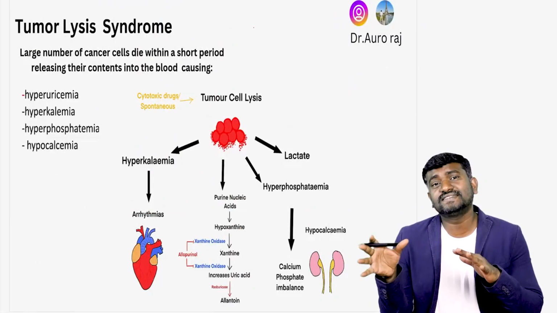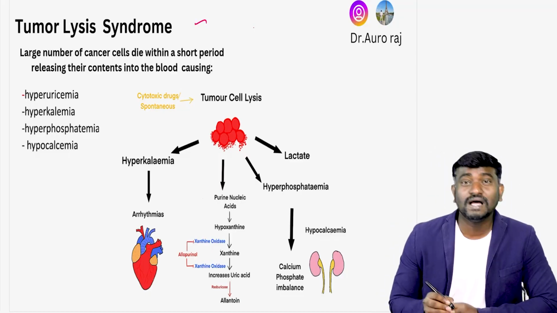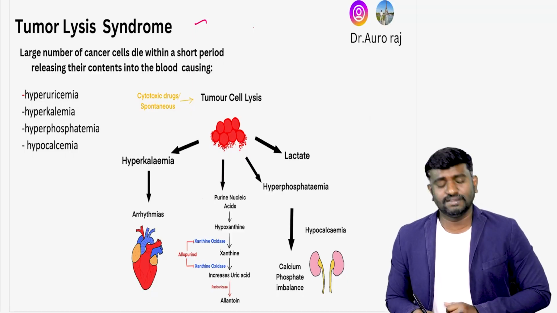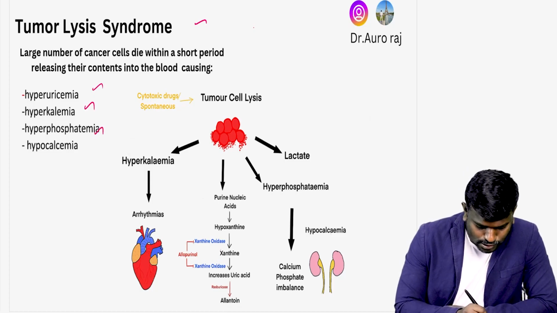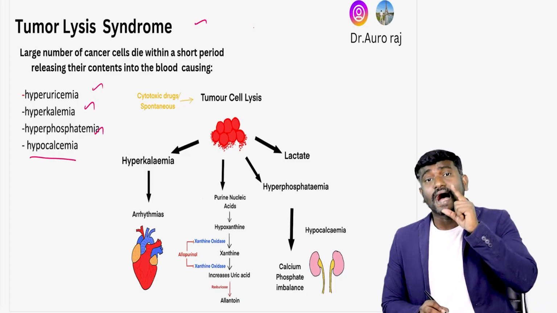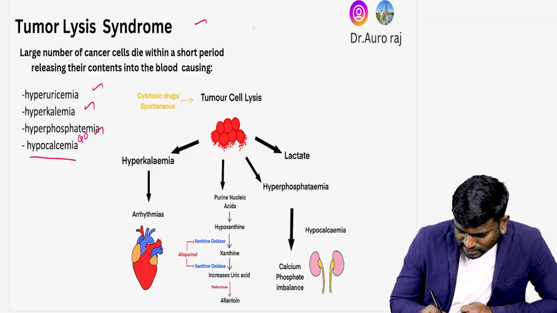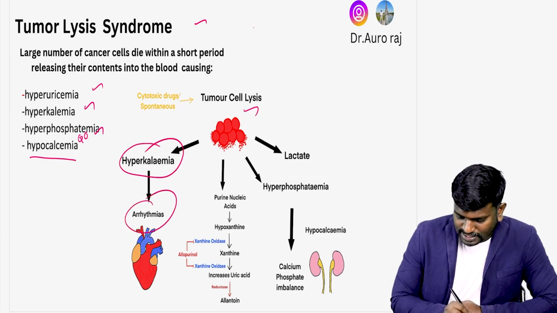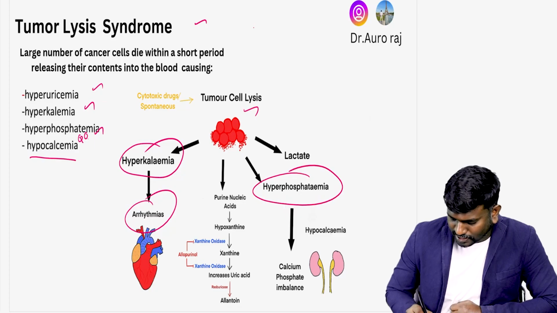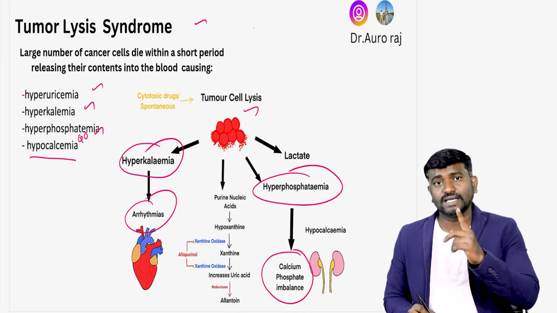When a large number of cancerous cells die in a short time, it leads to what? Tumor lysis syndrome, and they release their contents into the bloodstream. It is going to lead to what? Hyperuricemia, hyperkalemia, hyperphosphatemia, and also hypocalcemia. Remember, hypocalcemia. This has been asked in the exam. In tumor cell lysis, it will lead to hyperkalemia, and this condition can lead to what? Arrhythmia. Yes, and hyperphosphatemia can cause calcium phosphate imbalance, leading to hypocalcemia. Good.